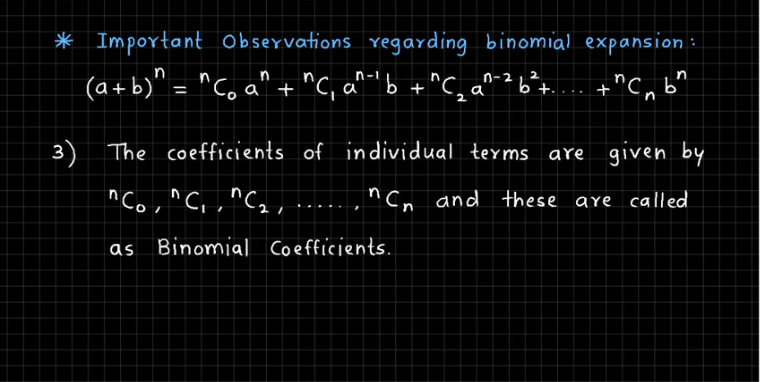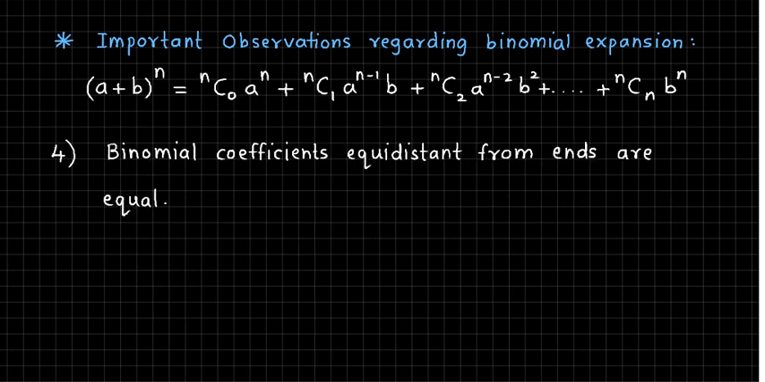Then going ahead, the coefficients of the individual terms in the binomial expansion are given by nC0, nC1, nC2 and so on up to nCn, and these are called binomial coefficients. Okay, so the coefficients have a clear structure and they use the combinatorial terms, that is the terms of the form nCr, and they are called binomial coefficients.